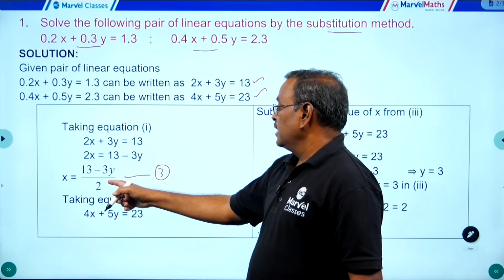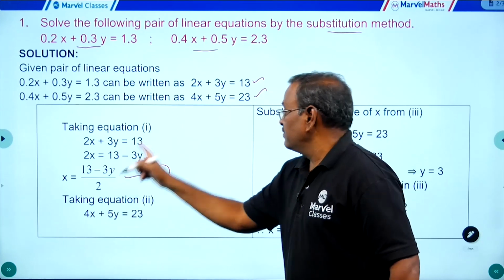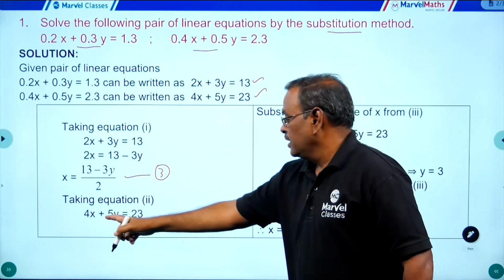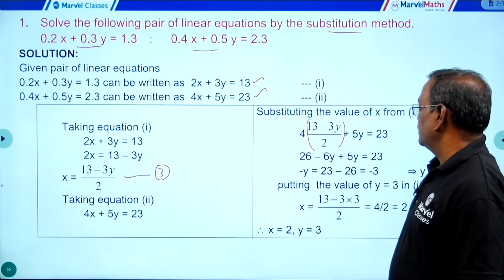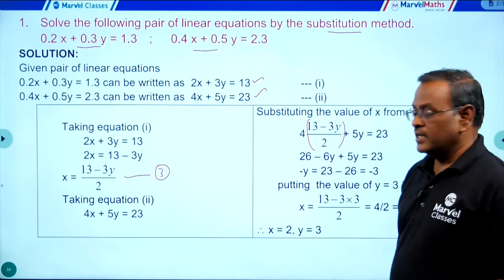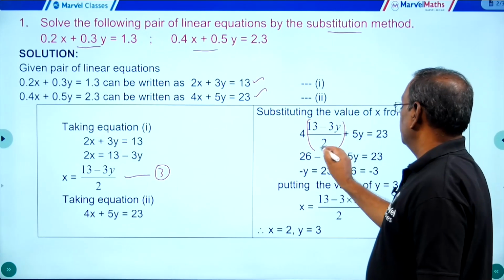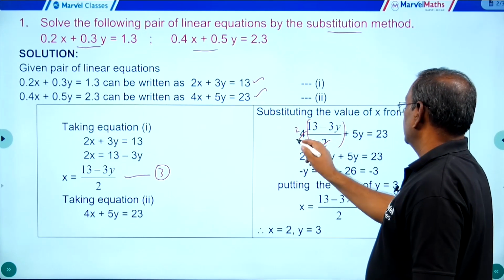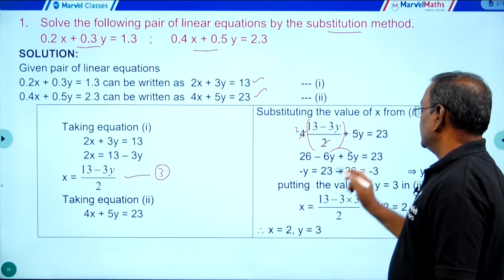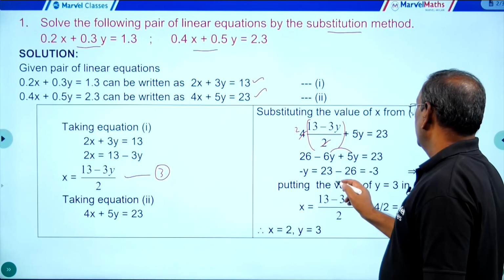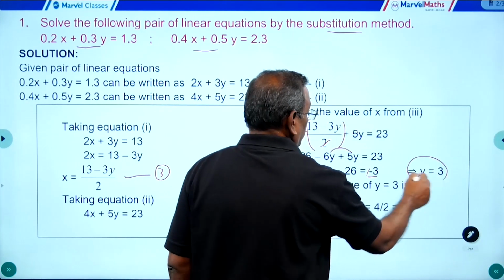Substitute this in the second one. Taking equation 2, which is 4x plus 5y equal to 23, replace x by this expression: 4 into (13 minus 3y) by 2 plus 5y equal to 23. Now this equation becomes a linear equation in one variable. If you cross multiply, the 2s get cancelled. 2 into 13, 26 minus 6y plus 5y equal to 23, so minus 6y plus 5y is minus y, equal to 23 minus 26, which is minus 3. Minus y equal to minus 3, therefore y equal to 3.